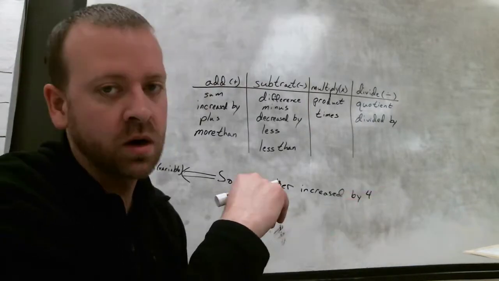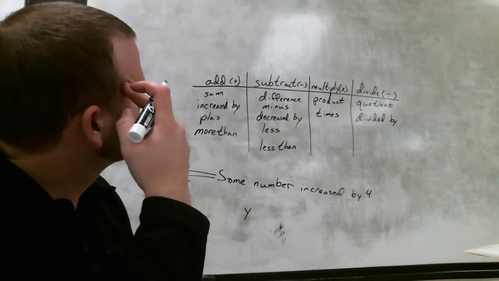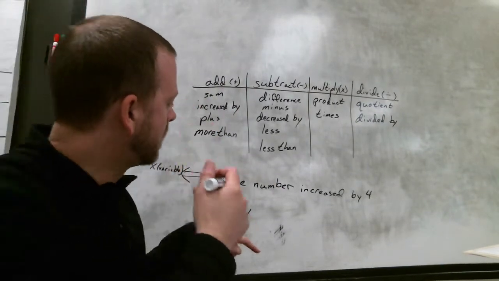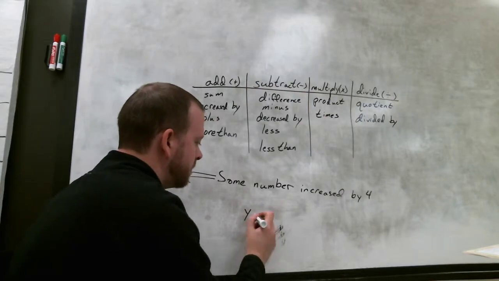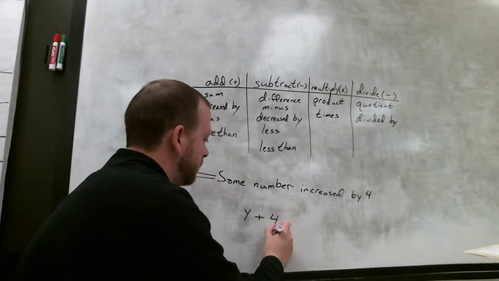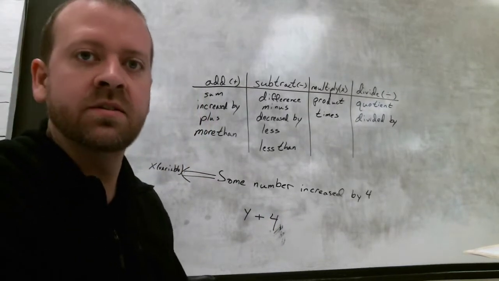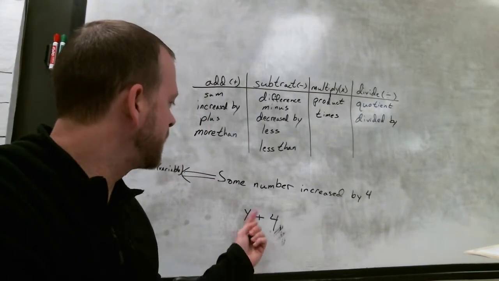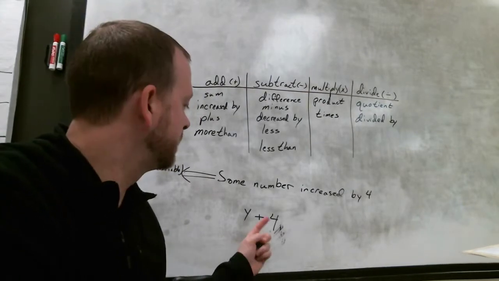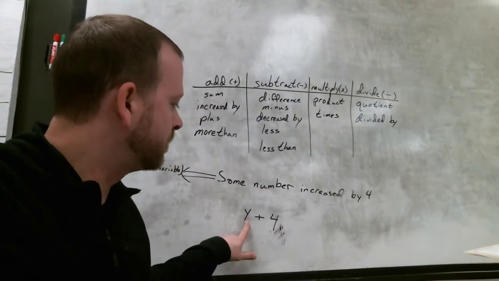Increased by 4. So I'm going to look at my chart, and I'm going to look up here and say, okay, where do I see increased by? I see it with addition. So I'm going to add something. What am I increasing it by? I'm increasing it by 4. And that's my answer. That's my algebraic expression from this. That's how I write it in a number sentence, basically, is some number, which equals my variable.